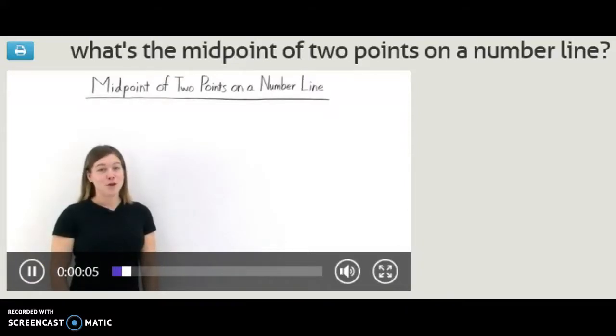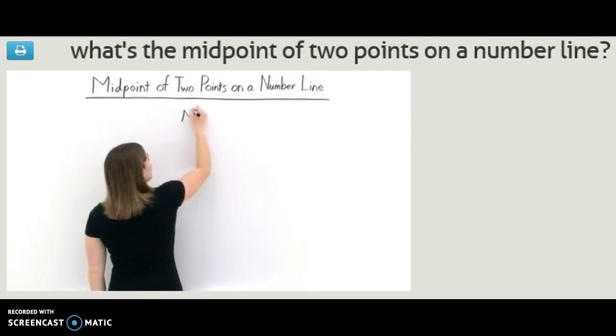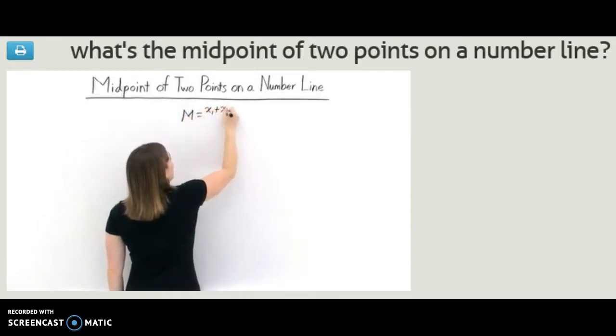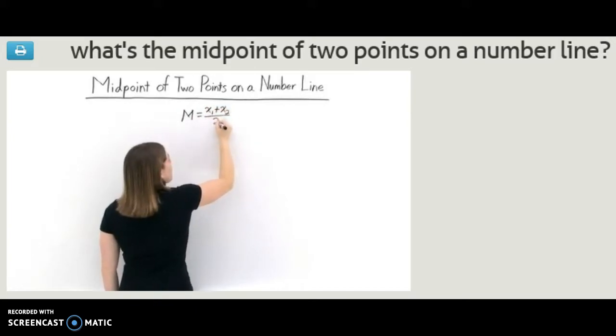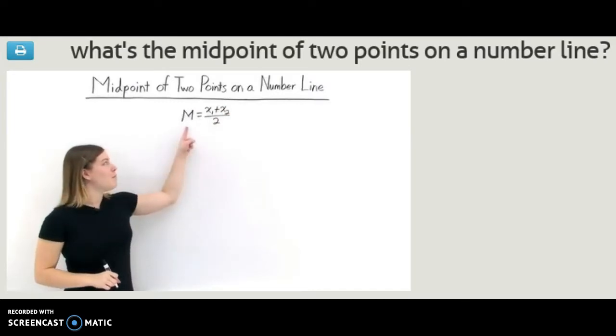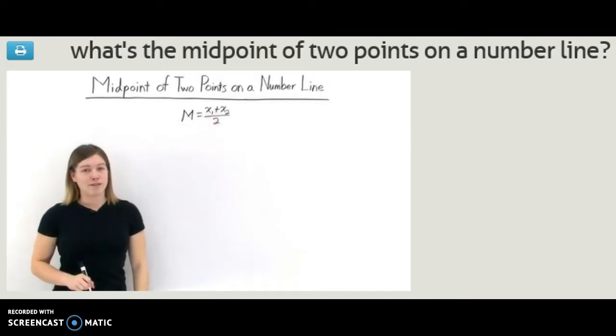How do we find the midpoint of 2 points on a number line? If we have 2 points on a number line, and we want to find the midpoint, we want to find the exact center between the 2 points. Here's the formula for midpoint. M is the midpoint, and x sub 1 and x sub 2 are the 2 points we're talking about.